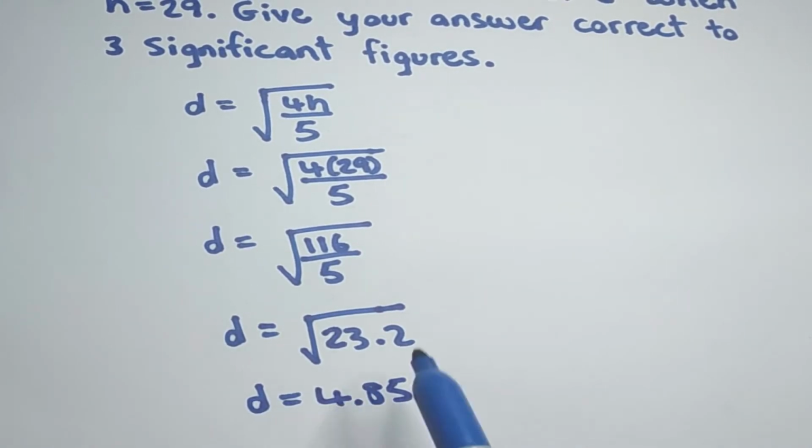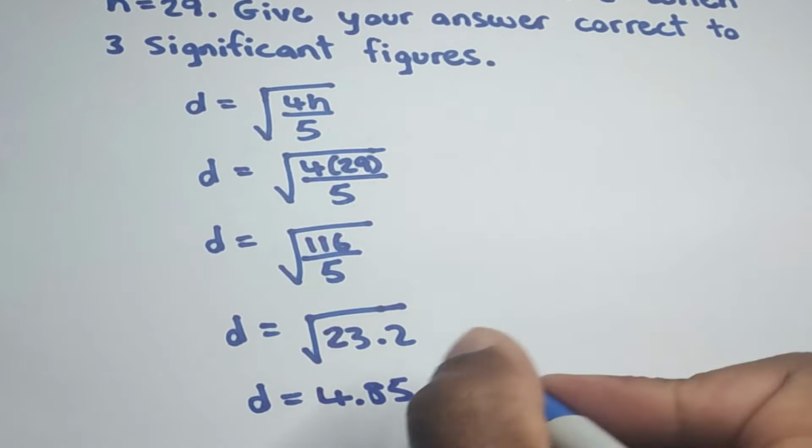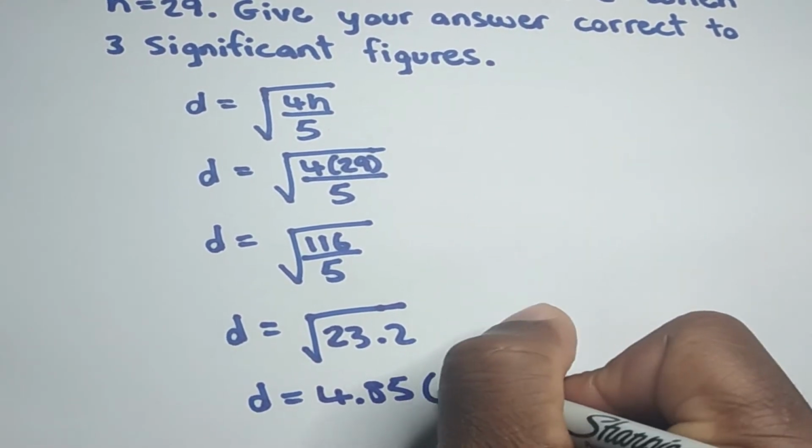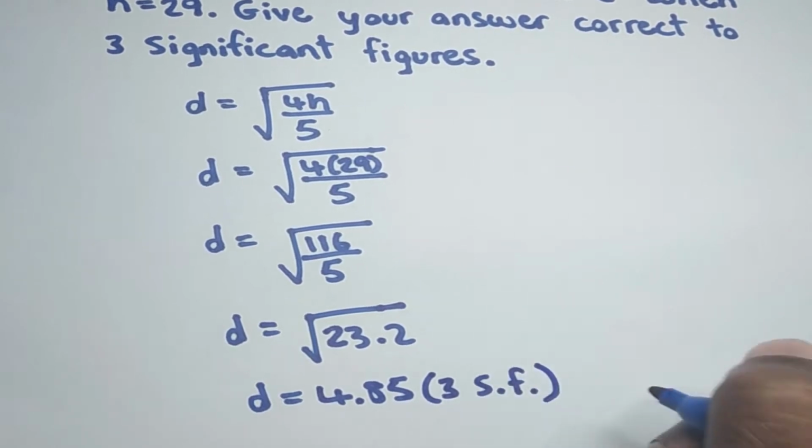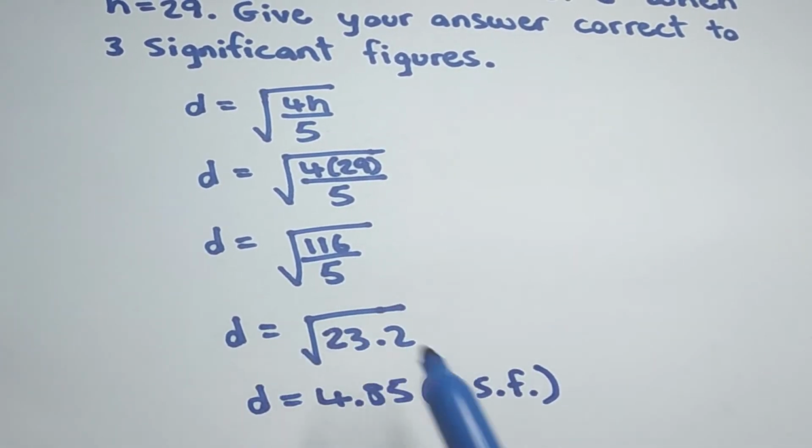And of course, I believe when you put this in your calculator, you would have obtained 4.847, and it continues. All right, but we need to round this thing off to 2 decimal places. That way we can obtain 3 significant figures. All right, so this is our answer to 3 significant figures. All right, so that's how you treat with a question like this one.